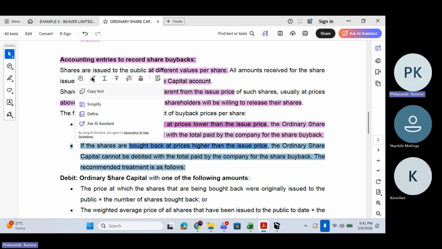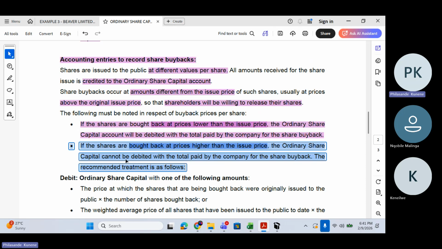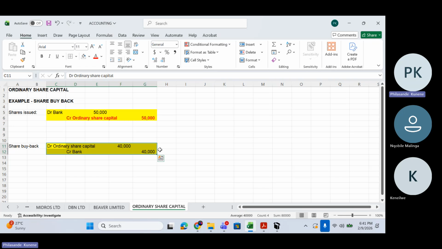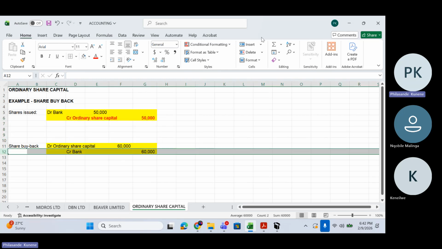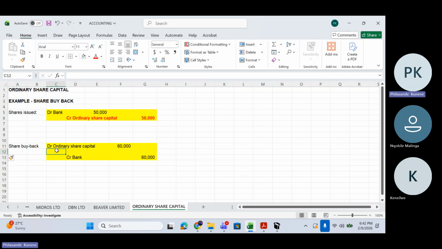Which means now I cannot debit the ordinary share capital with the total paid by the company. If I'm paying 60,000, I cannot debit my ordinary share capital with 60,000 rand. No. I'm going to have a negative ordinary share capital if I do that, because ordinary share capital was created by 50,000. If I debit it by 60,000, it's wrong. I'm going to have a negative ordinary share capital. That's why we introduce a line by saying debit retained income, right?